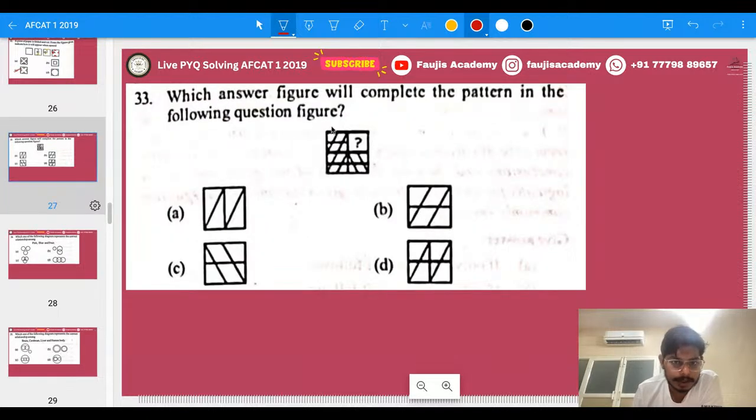Okay. 33. By looking itself, we can conclude that these three cannot be the answer. 33, C will be the answer. Right? Okay.